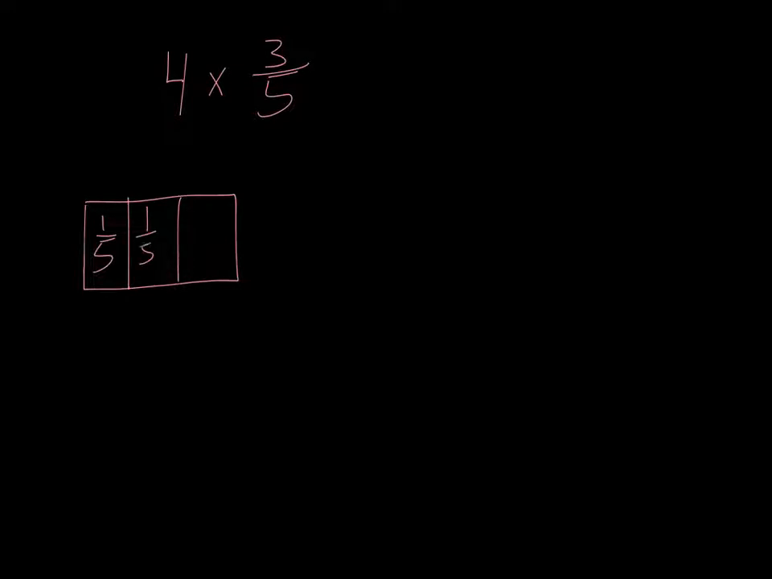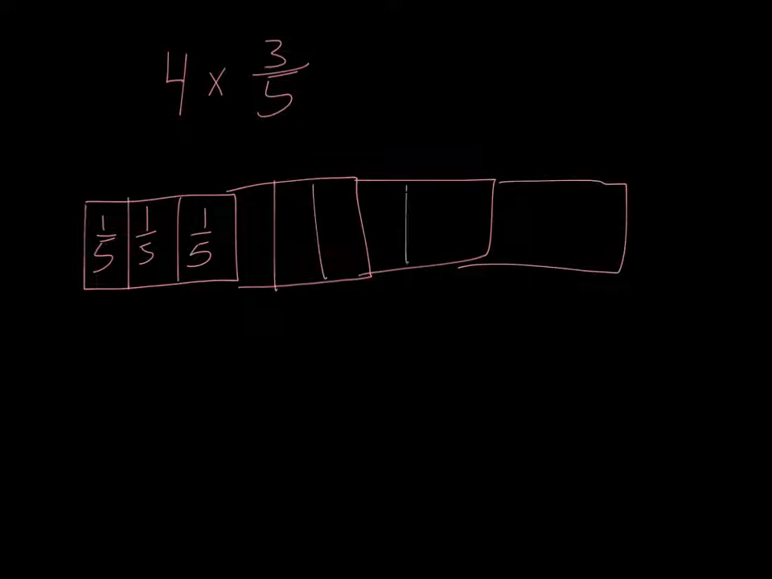If I were to draw that out as an area model, I could draw this one block where this is 1/5, 1/5, 1/5. So this represents my fraction here. 3/5 is 1/5 plus 1/5 plus 1/5. And if I drew this 4 times, because I have 4 equal groups, and if each of these were 1/5, you can see I have 1, 2, 3, 4, 5, 6, 7, 8, 9, 10, 11, 12. I have 4 equal groups of 3/5.